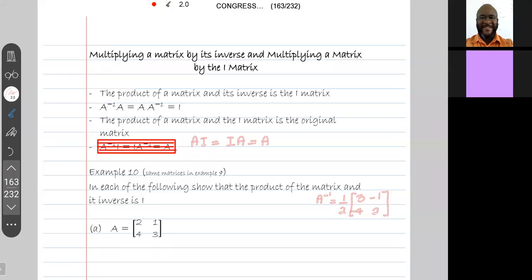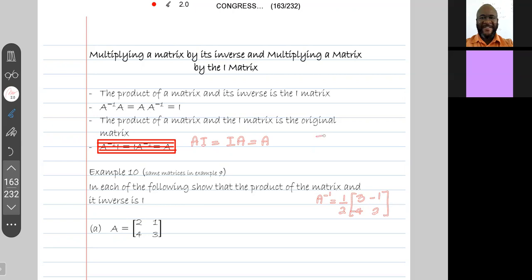All right, so next we're going to look at multiplying a matrix by its inverse and multiplying a matrix by the I matrix. The product of a matrix and its inverse is the I matrix. And the product of a matrix and the I matrix is the original matrix. Guys, the I matrix here is called the identity matrix.